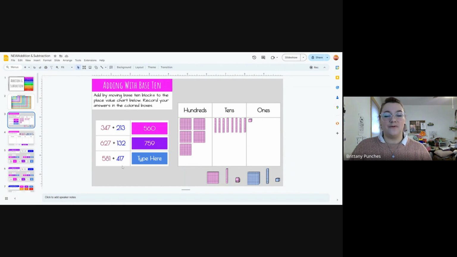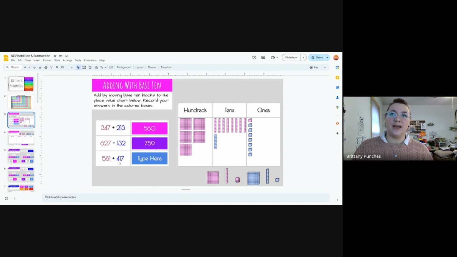Next, we'll do 417. Start with these. 1, 2, 3, 4, 5, 6, and 7. Perfect. 17. What's in the tens place? A 1. Good. Move just 1 rod over.